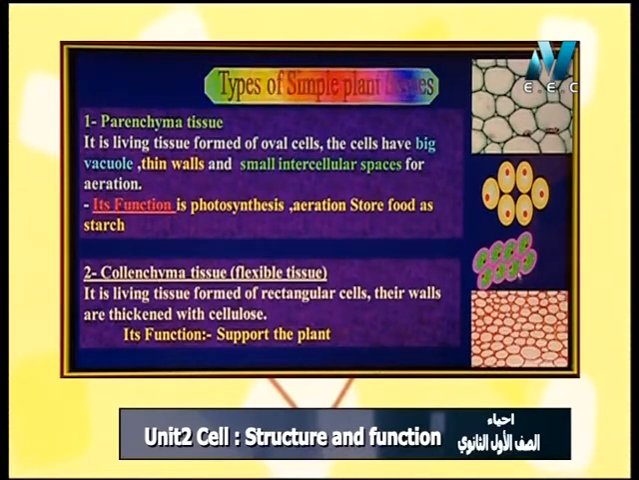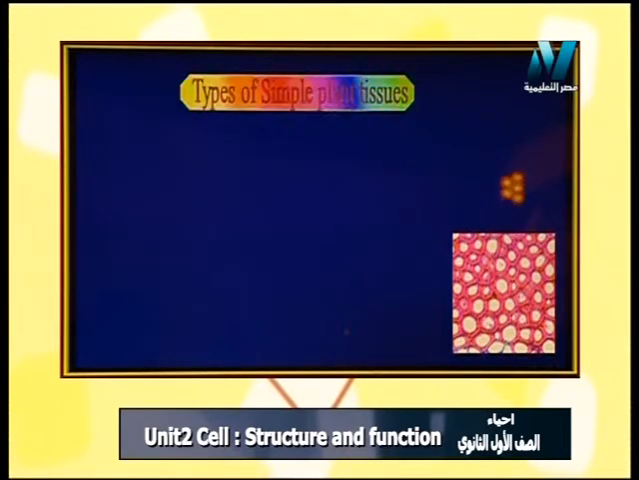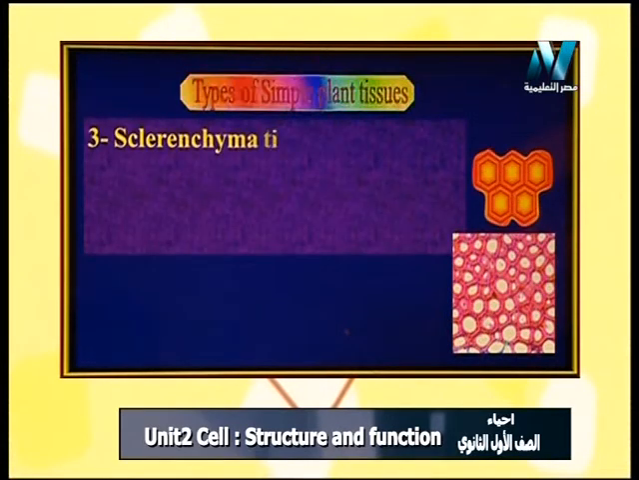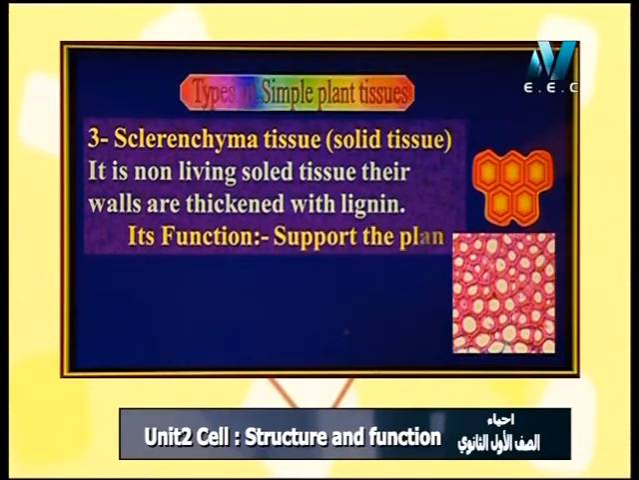But the collenchyma tissue, which is in front of you, is collenchyma. Its corners are thickened with cellulose to support the cell. So the collenchyma supports the cell, and these are living cells, meaning they have a nucleus, but the secondary cell wall or the intercellular spaces are absent due to the presence of cellulose.